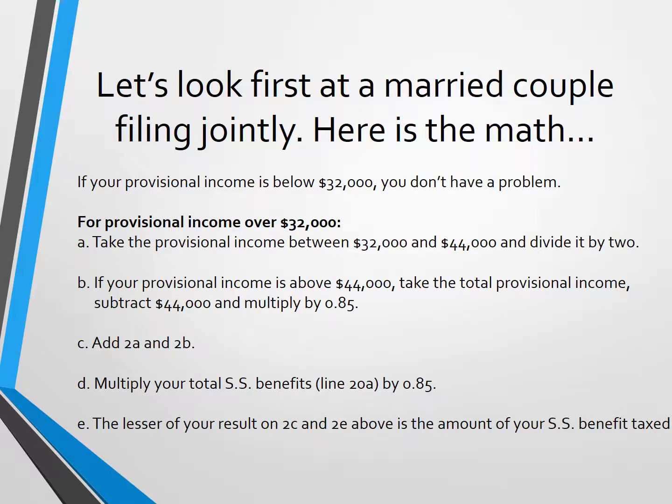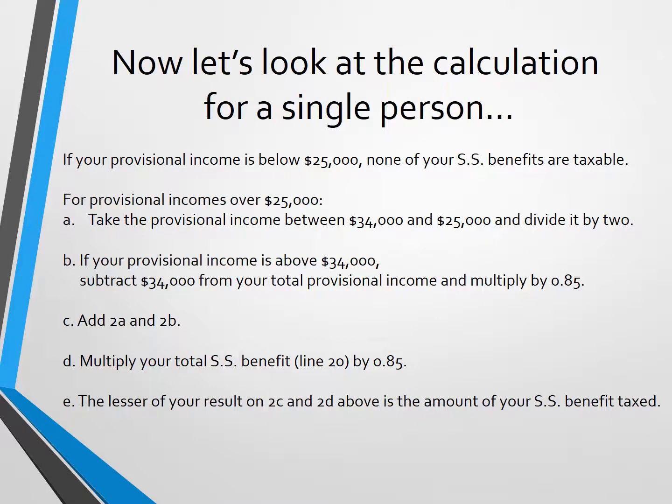Let's look first at a married couple filing jointly. Here's the math. If your provisional income is below $32,000, you don't have a problem. For provisional income over $32,000, you take the provisional income between $32,000 and $44,000 and divide it by 2. If your provisional income is above $44,000, take the total provisional income, subtract $44,000, and multiply by 0.85. Add 2A and 2B, multiply your Social Security benefits line 20A by 0.85. The lesser of your result on 2C and 2E above is the amount of your Social Security benefit taxed.